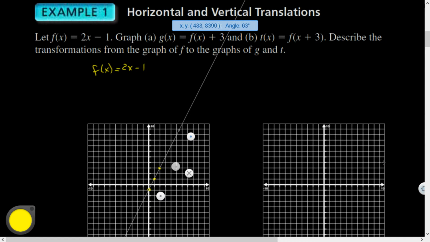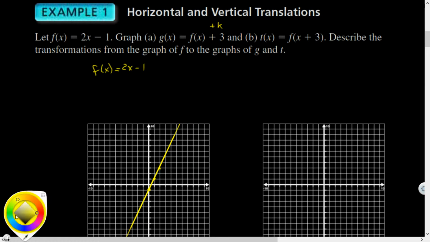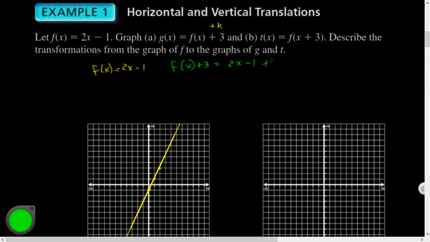And up 2 and over 1, and up 2 and over 1. Something like that would be my original function. Okay? And now if I want to add 3 to that, I'll make a new version of it. If I have f of x plus 3, that's going to be if I did 2x minus 1 plus 3.